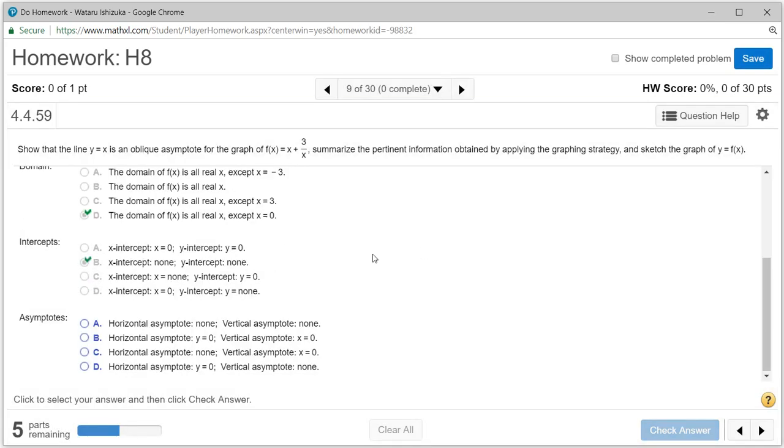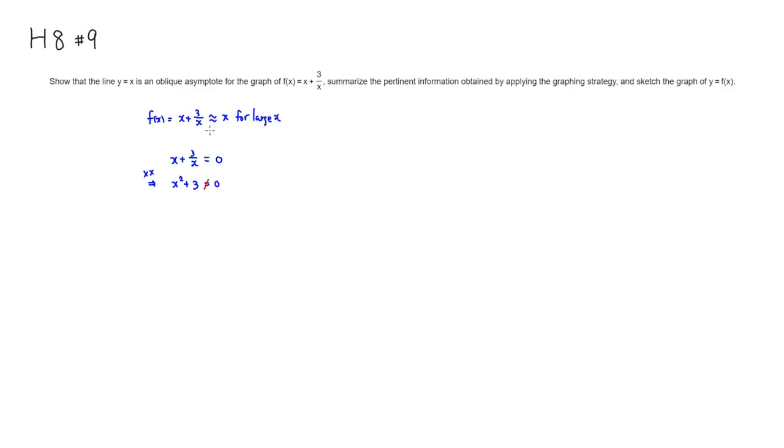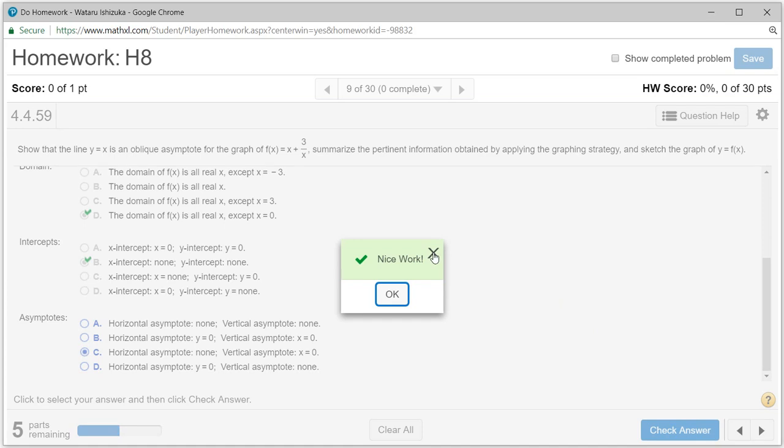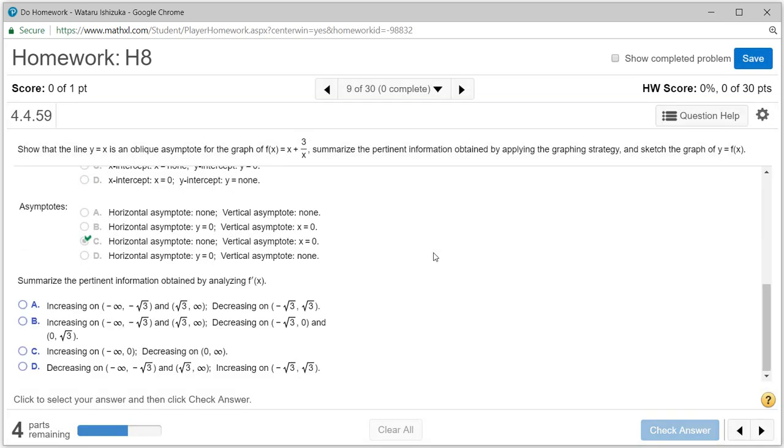Horizontal asymptote. Is there a horizontal asymptote? Since we have an oblique asymptote, as x gets larger and larger, it actually has a slant asymptote. So the horizontal asymptote is none. And the vertical asymptote is obviously when x equals 0. So here, C is the right answer. We check that, we got that.